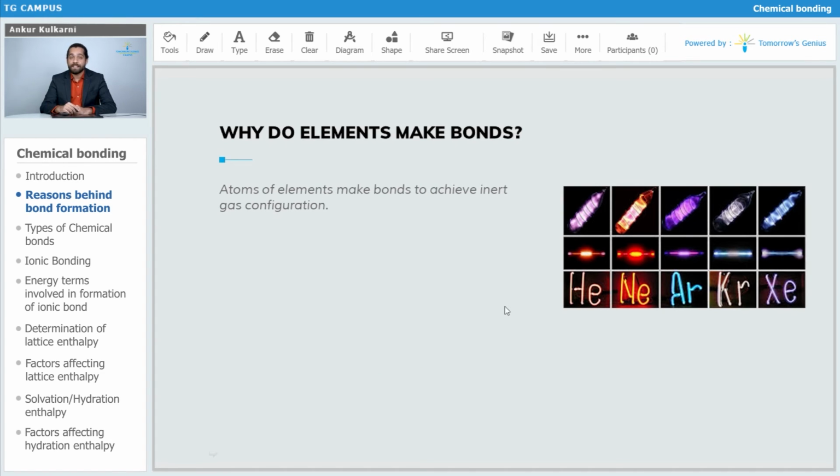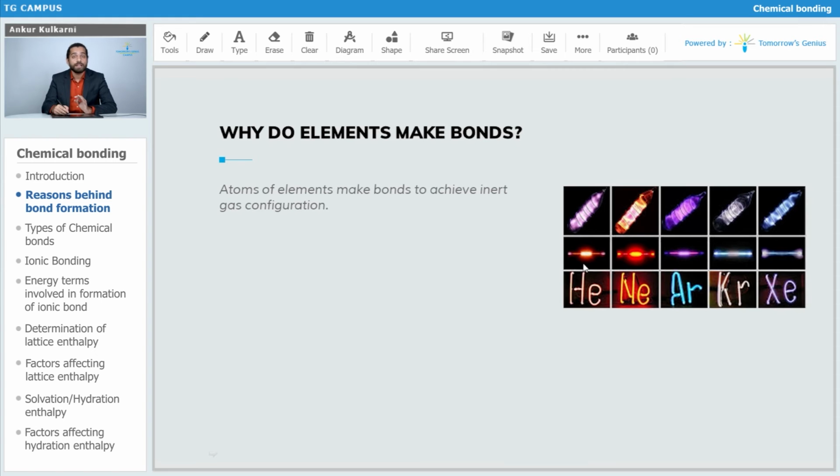Now we have seen that when there is a bond formation, there is stability, correct? So when we talk about stability, which are the most stable elements in the periodic table, correct? You know that the group 18 elements, your noble gases, have the most stable electronic configuration and are the most stable elements.